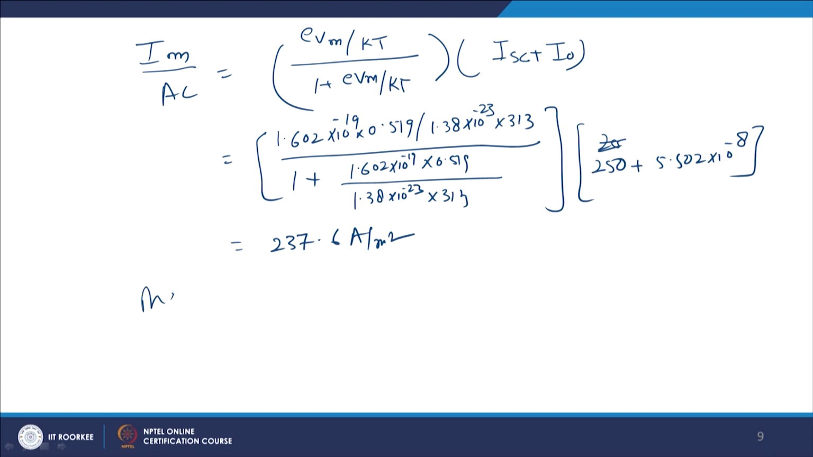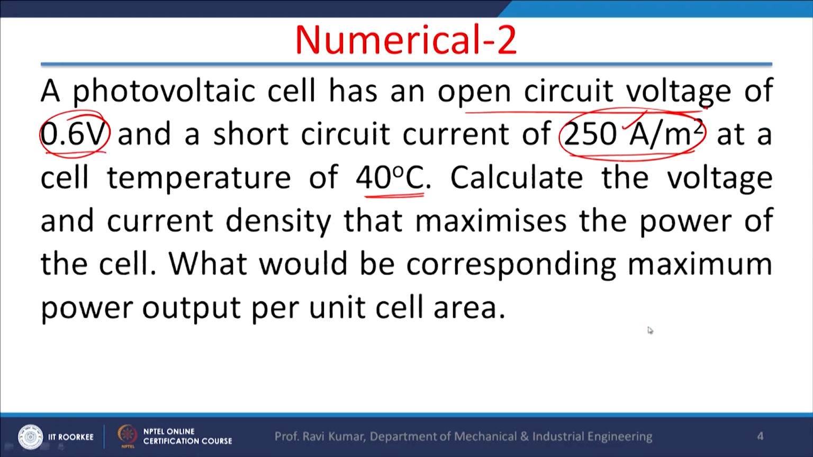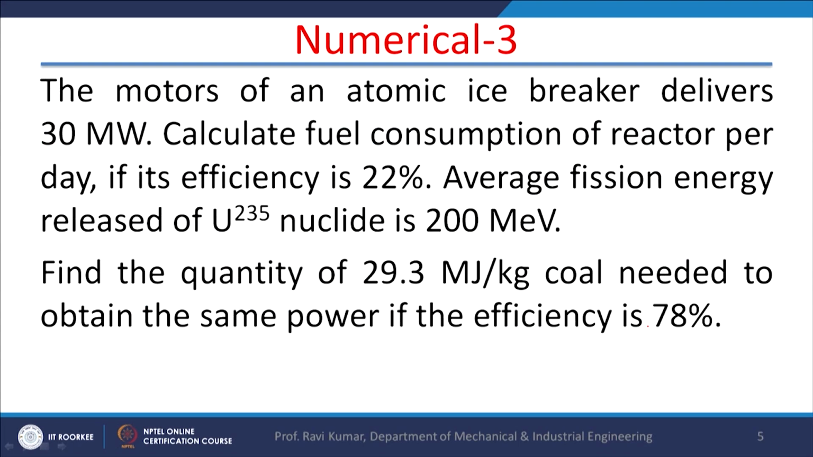So, maximum power is equal to Im divided by AC into Vm is equal to 237.6 into 0.519 is equal to 123.3 watts per meter square, right. So, after this we will take another numerical, this is a short numerical.